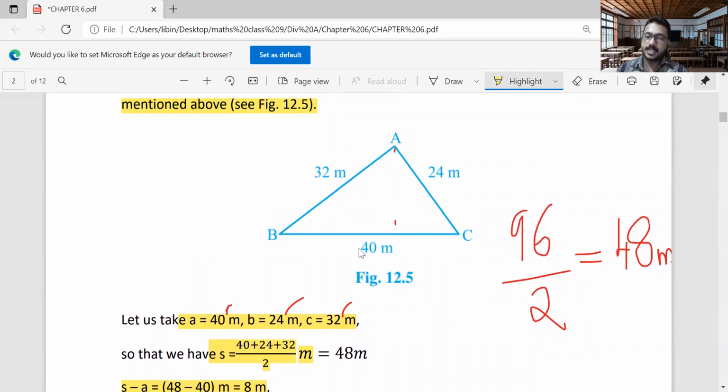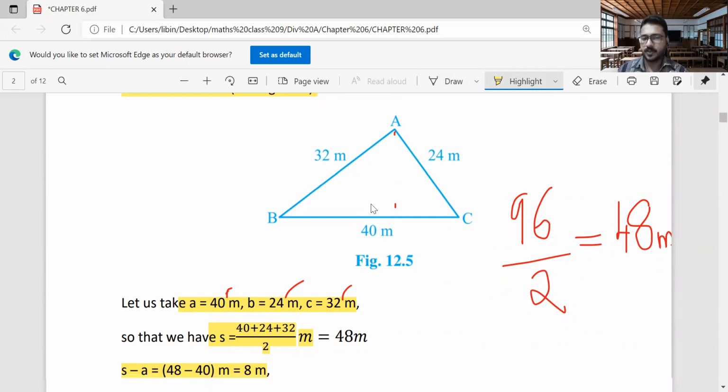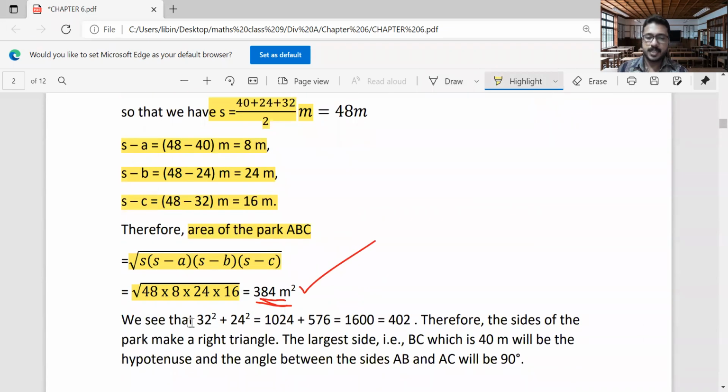See, you can see that 32 square plus 24 square. Just we are finding 32 square plus 24 square. It is equal to 1024 plus 576, which is equal to 1600, which is equal to, it is not 402, it is actually 40 square.